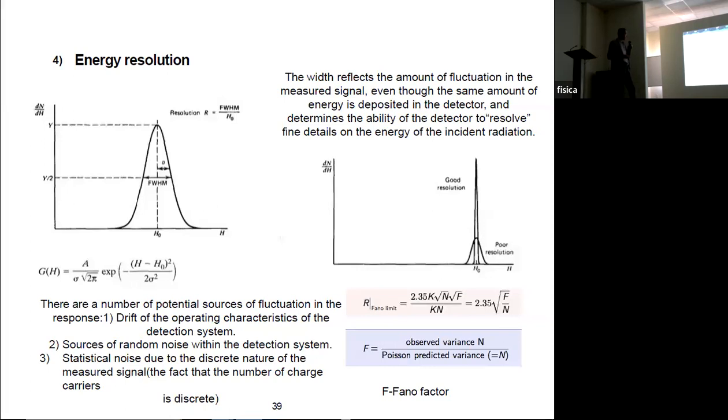Here you can look at this picture. It's just an example showing that you have a good energy resolution. This is the sharp peak, and poor energy resolution is this broader peak. They are actually two Gauss distributions, but with different sigma.